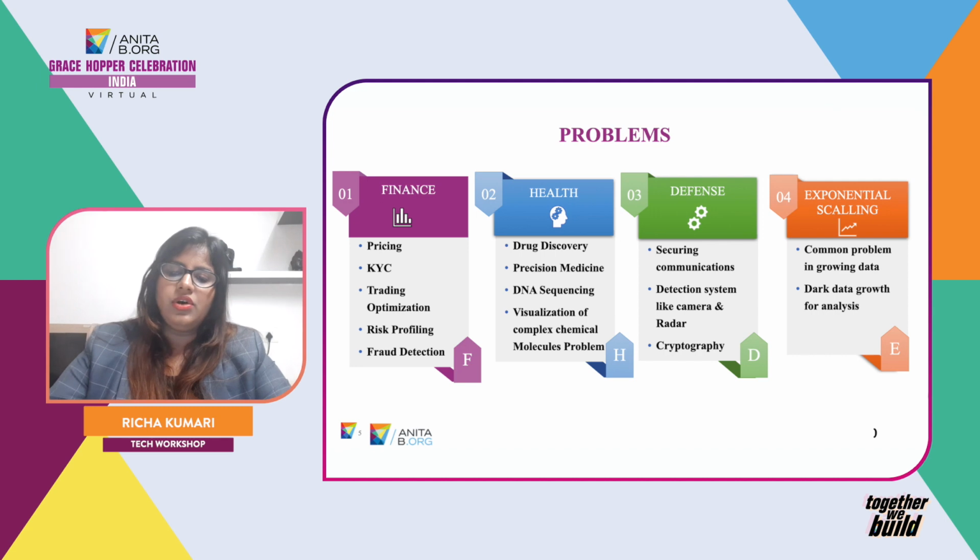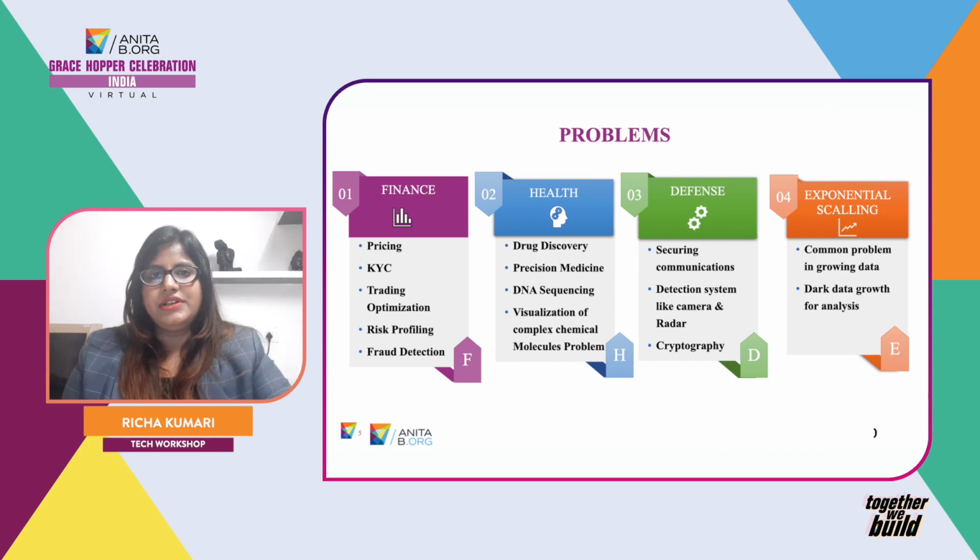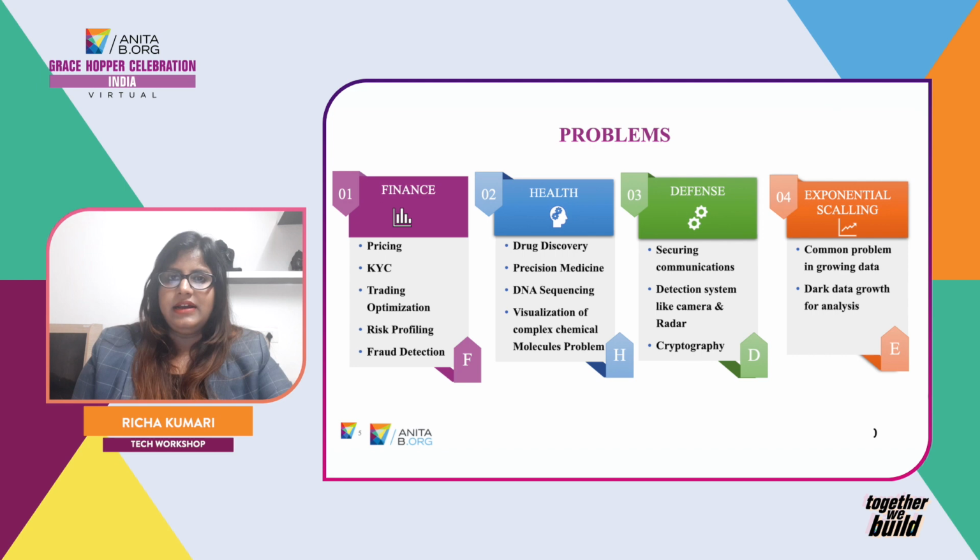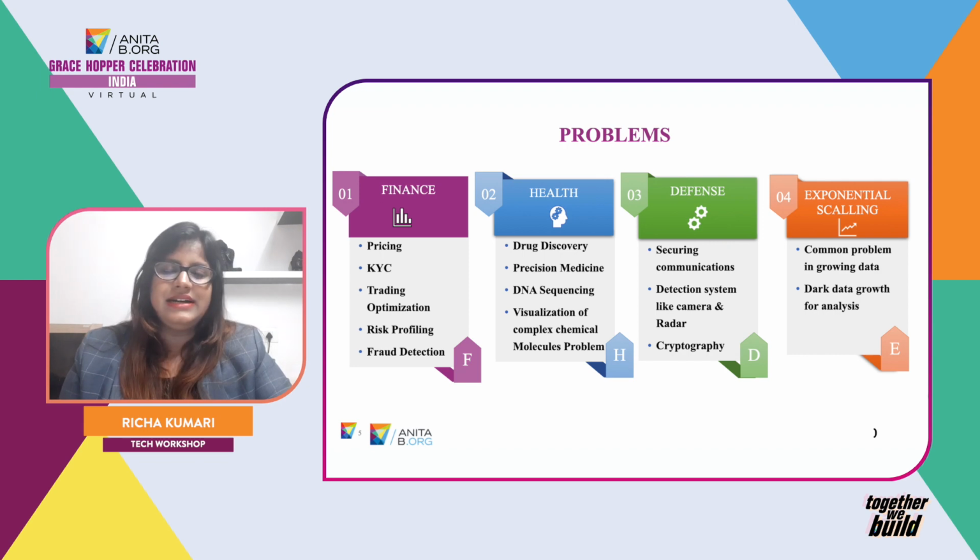And if I talk about exponential scaling, nowadays a common problem is growing data. Big data is already there, so why do we need quantum computing? Classical computing could take 10,000 years to work through such data, but quantum computing will give the exact result quickly using concepts like Shor's algorithm and other algorithms. Examples include KYC, risk profiling, fraud detection, and DNA sequencing, which is under research by different companies.